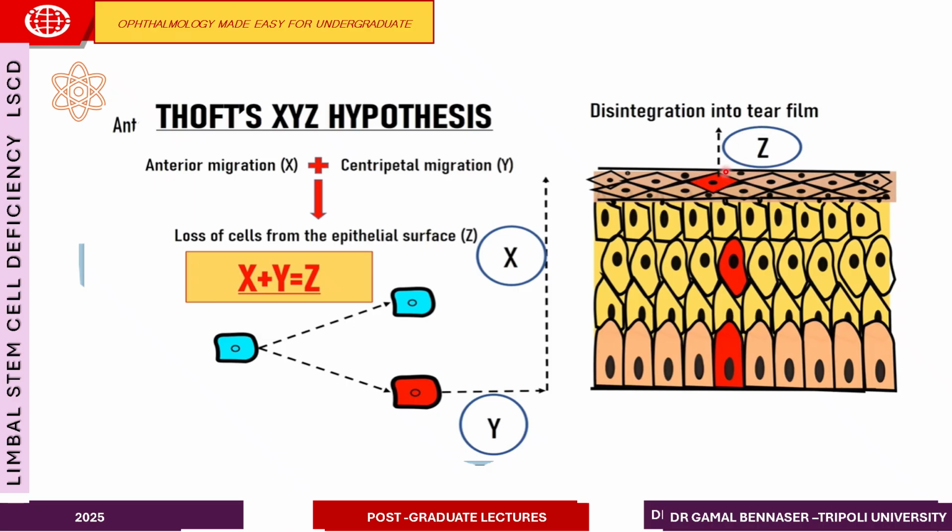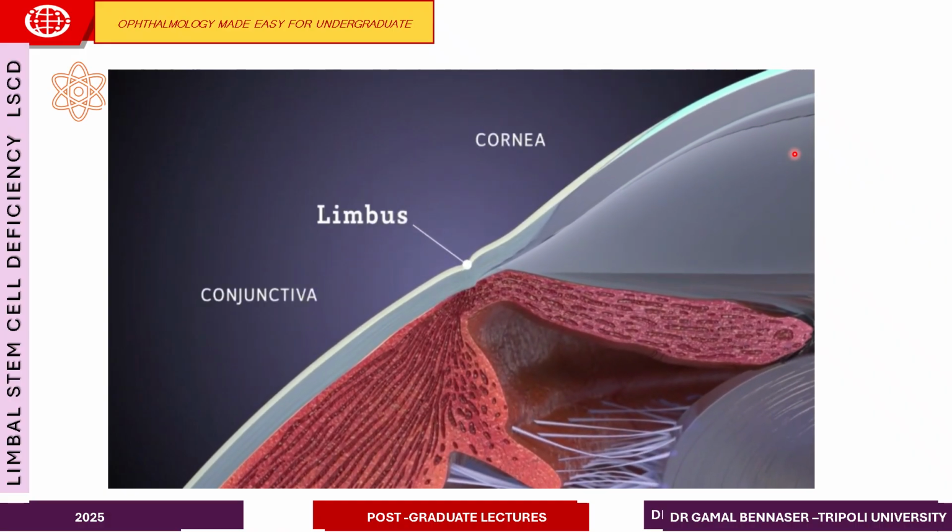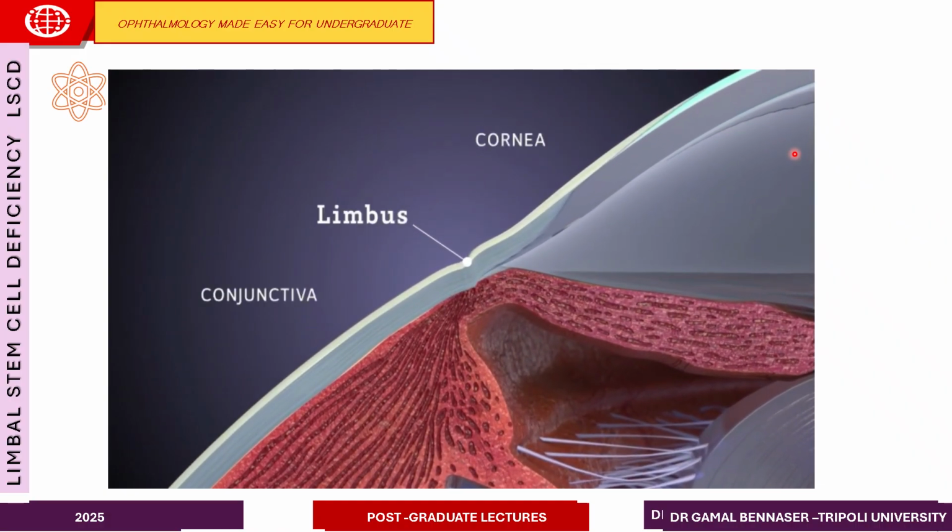And from the surface of the cornea, these cells will disintegrate and be shed, which corresponds to the Z-axis. So for normal corneal homeostasis, based on the XYZ hypothesis, the combination of both the X and Y axis migration and proliferation should correspond to the amount of shedding that happens on the surface of the cornea. In this video, I will explain briefly how this process takes place.